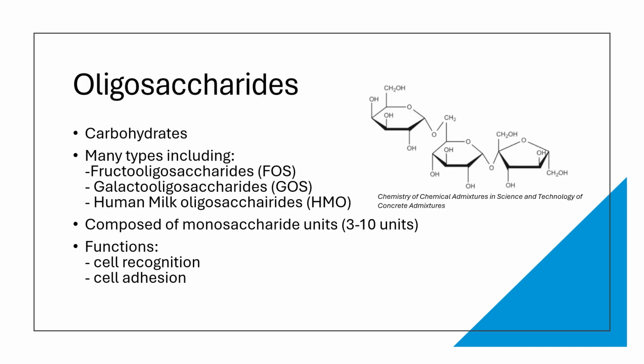So before I get started on the explanation of that figure, I'm just going to go ahead and give you guys a little bit of background of what exactly oligosaccharides are. They are a type of carbohydrate. There are many types of oligosaccharides, some of which I've listed here. Fructo-oligosaccharides, or FOS, galacto-oligosaccharides, GOS, and human milk oligosaccharides, HMOs, and many, many, many others.